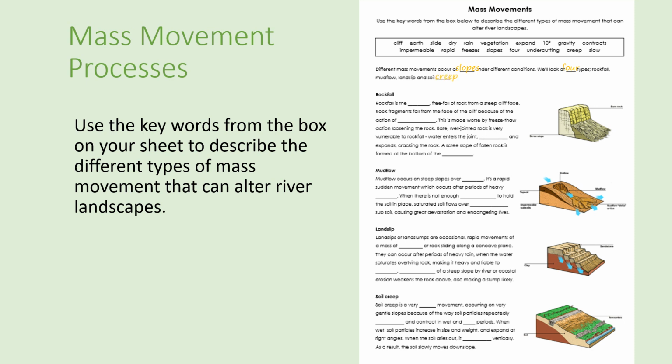Okay, so rockfall is the rapid freefall of rocks down a steep cliff. It's basically rocks falling off a cliff. Fragments fall down the face of the cliff because of the action of gravity. And remember, all of these are driven by gravity. It's made worse by freeze-thaw. Now we'll look at that in a bit. Okay, the type of weathering which loosens the rock.